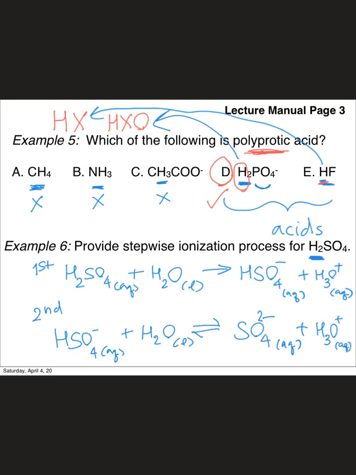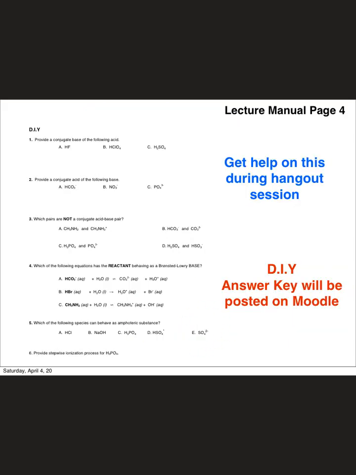As I mentioned earlier, the first ionization of a polyprotic acid will always ionize more than the second process. So in this case, as sulfuric acid is a strong acid, it's going to fully ionize, but the second process will be only partially ionized. Please practice more of this concept by doing the DIY problems that I provide here, and we are going to work on this together during the Hangout session as well, and the answer key for this will be provided on Moodle.